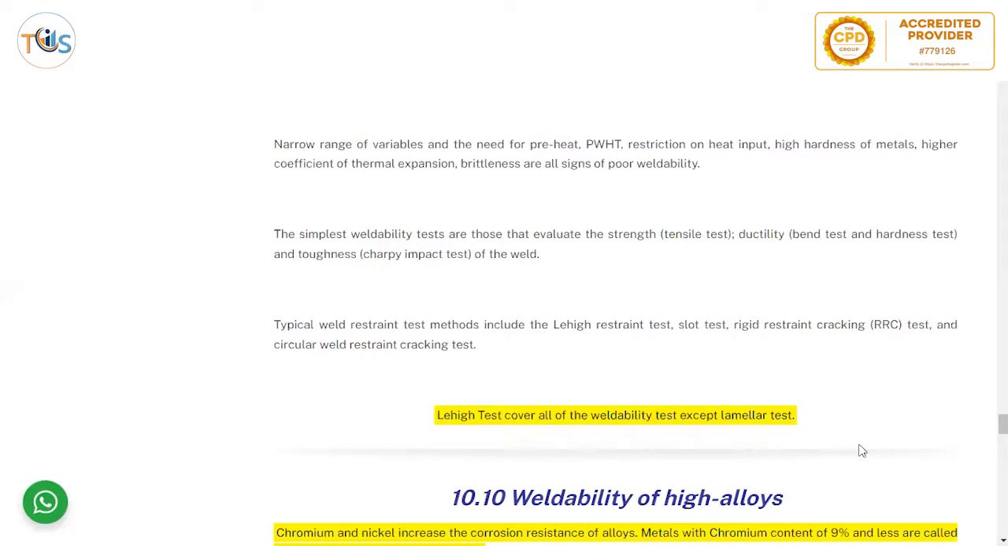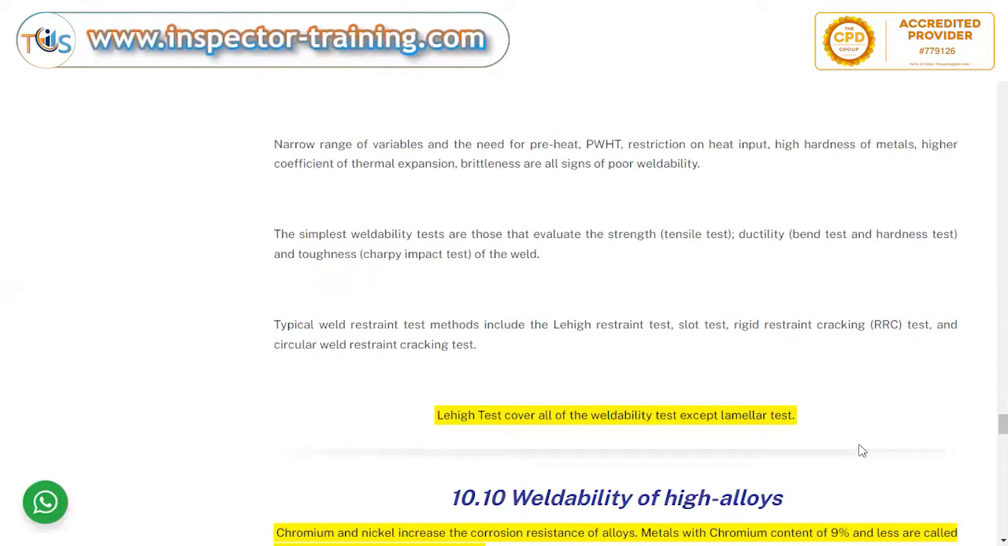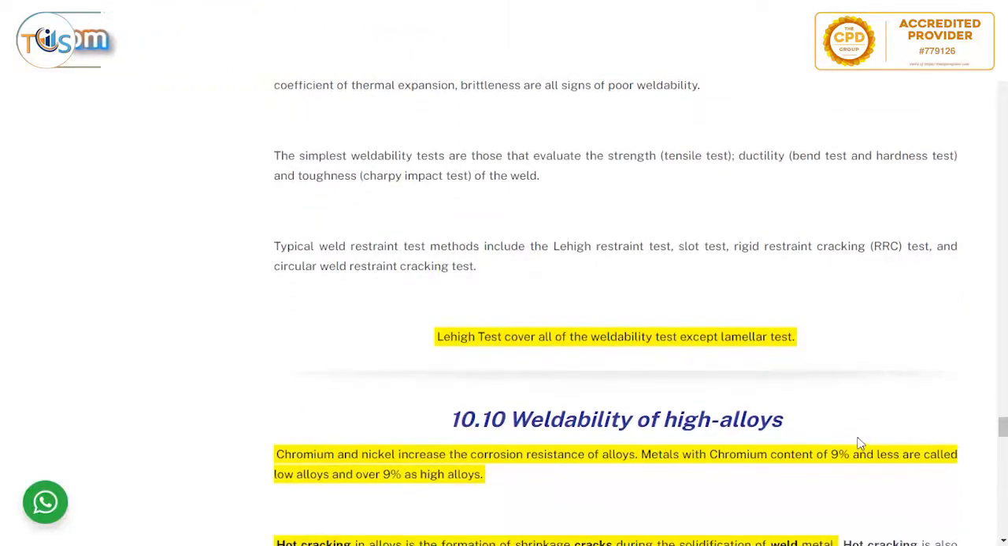Typical weld restraint test methods include Tekken high restraint test, slot test, rigid restraint cracking test, and circular weld restraint cracking test. The Tekken test covers all weldability tests except lamellar tearing test.